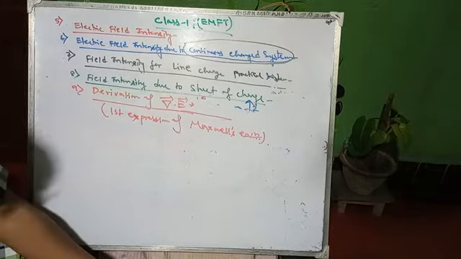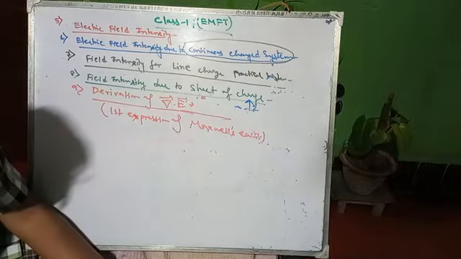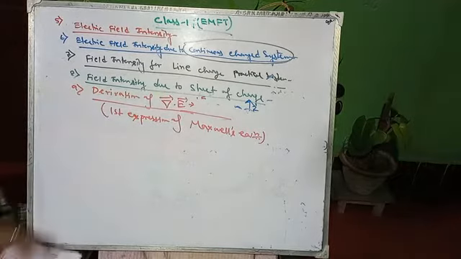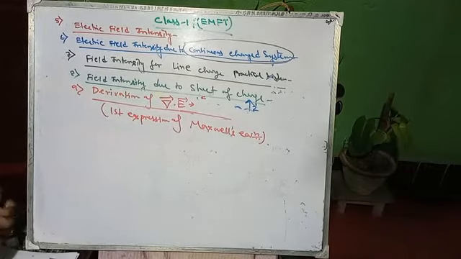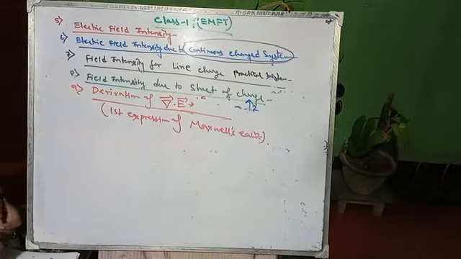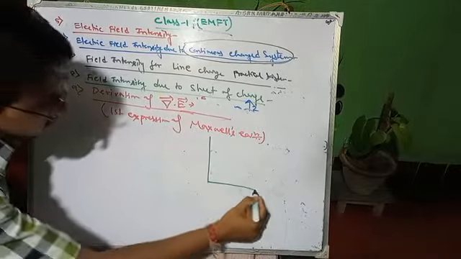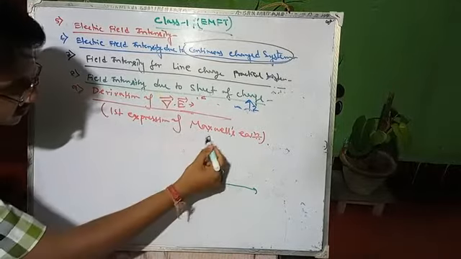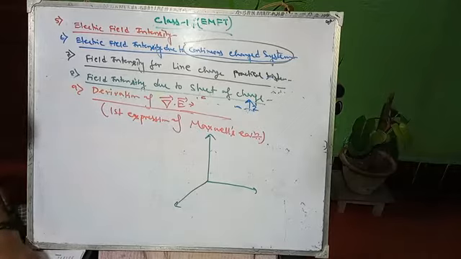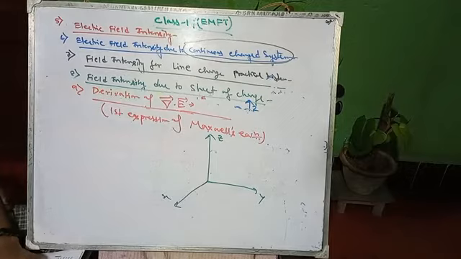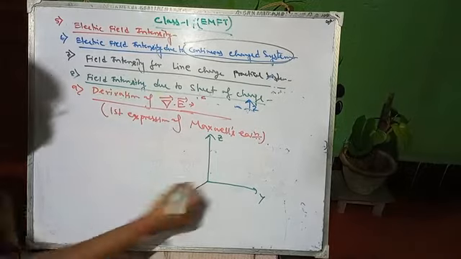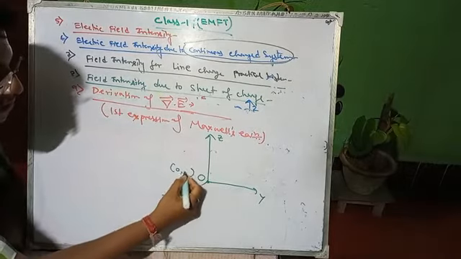So the first expression will start as, let us assume something first. Let us assume a rectangular Cartesian coordinate system with origin O. That is very easy. The Cartesian coordinate system is x, y, z, and this is your origin O, that is 0, 0, 0.